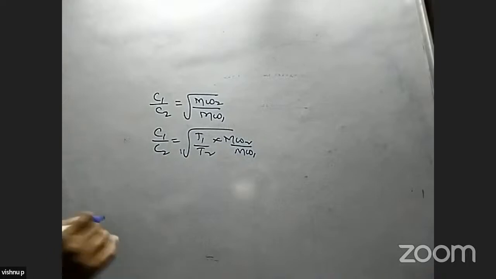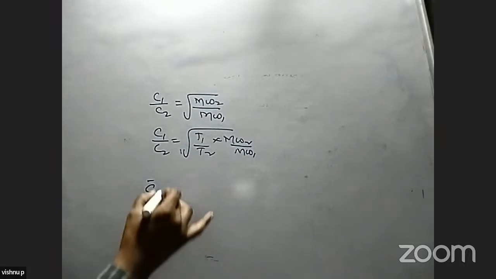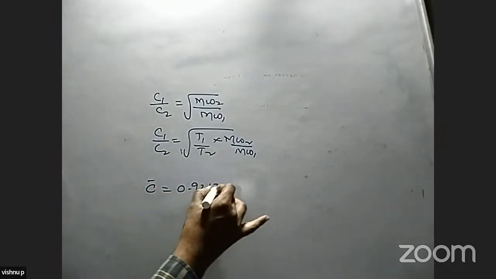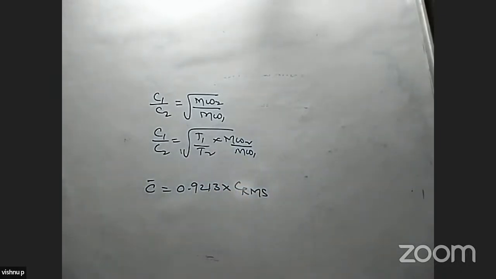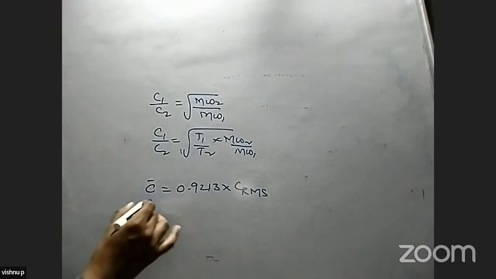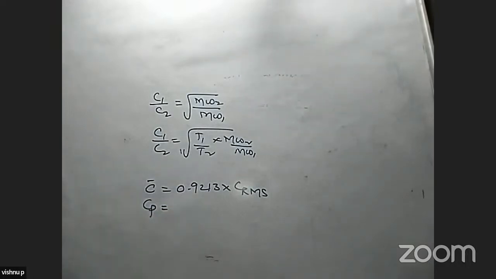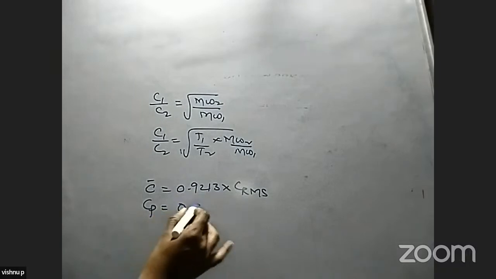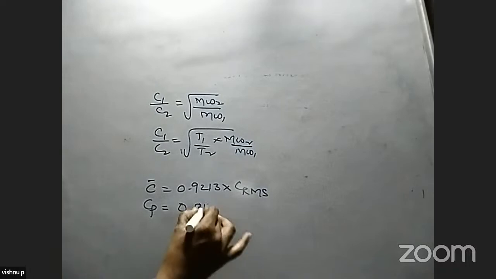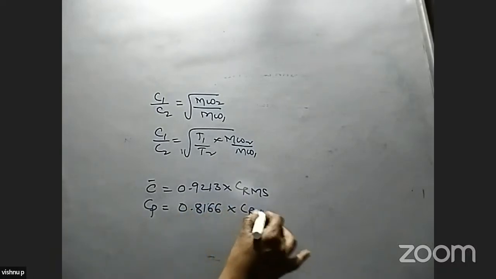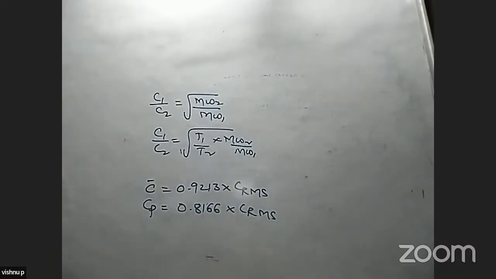And next, when you compare the relation between different velocities, average velocity is equal to 0.9213 into RMS velocity. And most probable velocity is equal to 0.8166 into RMS velocity. These are the relations between different types of velocities of gas molecules.